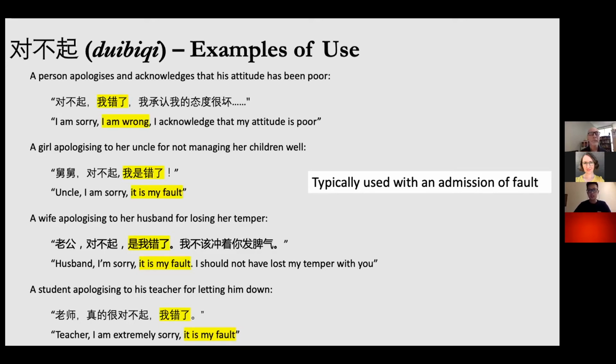So I then conclude that 对不起 is typically used with an admission of fault, where the speaker says, I'm sorry, I am wrong because I did so and so, or perhaps without the I am wrong, I am sorry because my attitude was poor, or I'm sorry that I made you angry, and so forth.